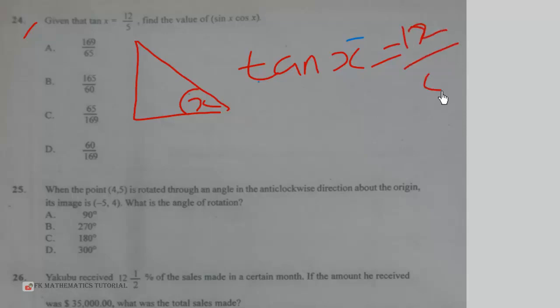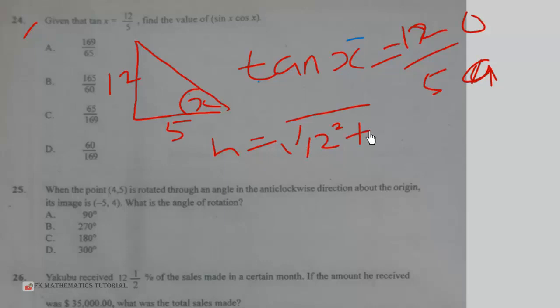what it means is that we have the opposite over the adjacent. So the adjacent is 5 here, and the opposite is 12. So the hypotenuse will be equal to the square root of 12 squared plus 5 squared, because it's a right angle triangle. So the square of one side plus the square of the other side should be equal to the square of the hypotenuse. So this will give us the square root of 169, which is equal to 13. So this will be 13.